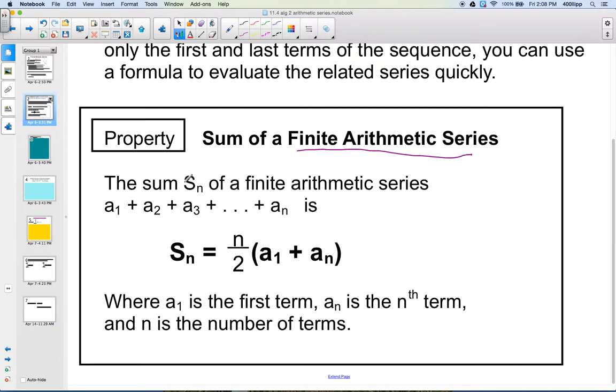So we just wrote down this formula. S sub n is representing the sum, so S for sum. Okay, n is the number of terms that we're adding up, n over 2. So in the previous case, we had 100 terms, so your n was 100. And then we're going to take our first term, a sub 1, and add that to your last term, which is a sub n.